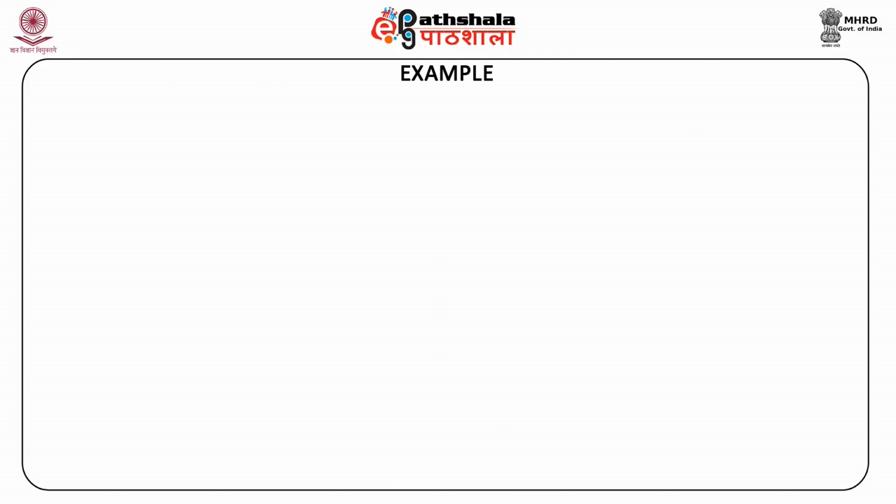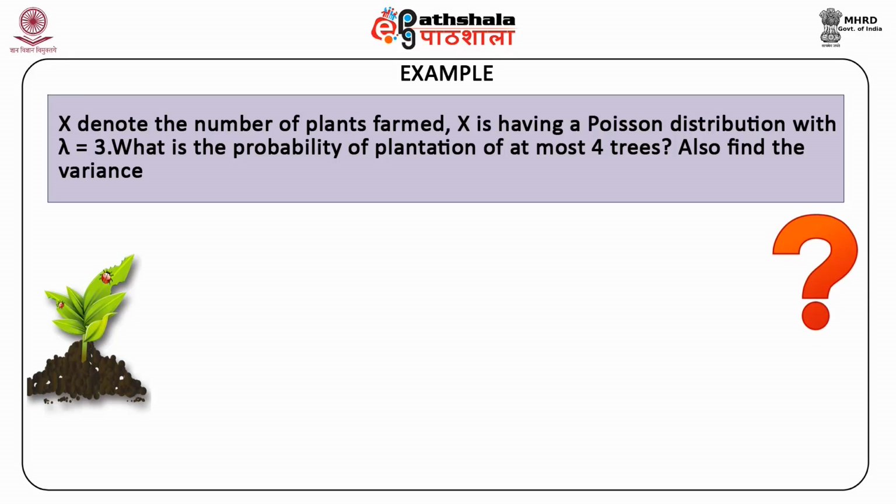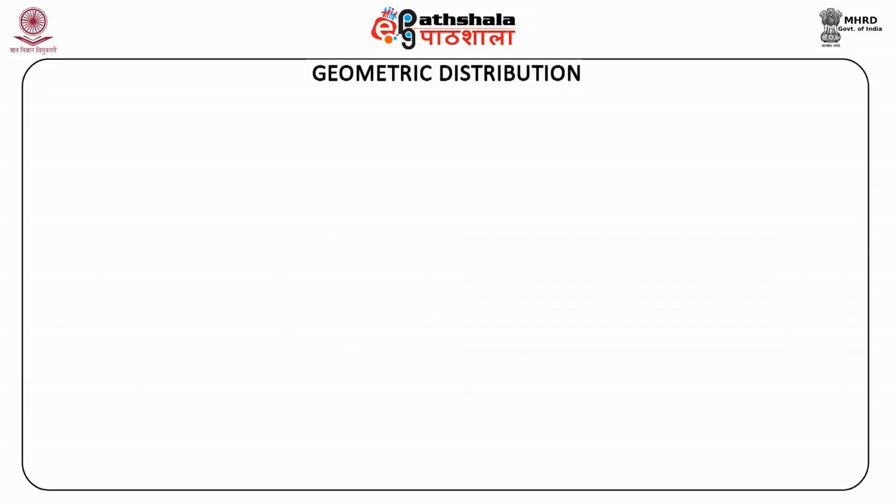Understanding with the help of an example. Let x denote the number of plants farmed in a particular area. X is having a Poisson distribution with lambda equal to 3. What is the probability of plantation of at most 4 trees? Also find the variance. This is the case of Poisson distribution. Here, probability of x less than or equal to 4 can be computed using the cumulative Poisson distribution table, which gives p of x less than or equal to 4 is equal to 0.815. We shall now understand geometric distribution.